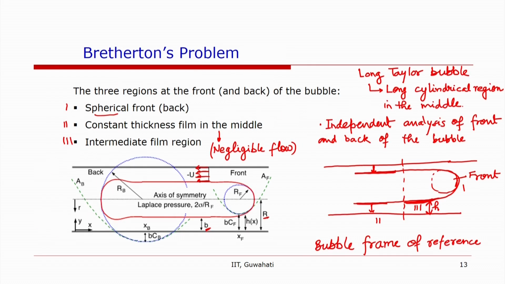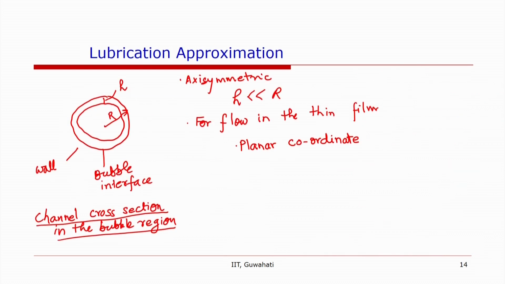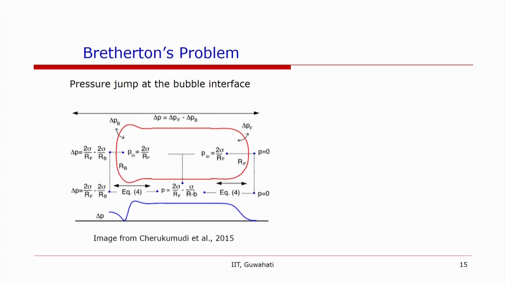Also remember that when we have looked at the problem in the bubble frame of reference, then we have been able to convert it to a steady problem. The flow is in the film, the coordinates are planar, and now let us look at the pressure jump at different points. So if we assume the pressure just at the front of the bubble in the liquid region is 0 at the front of the bubble in liquid.